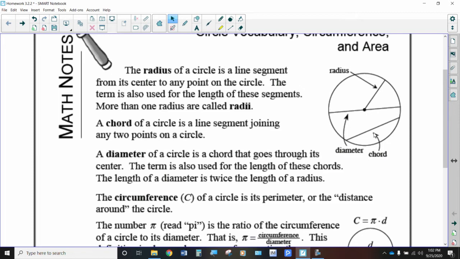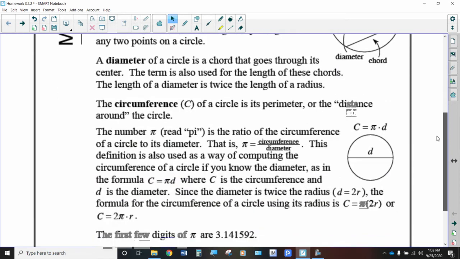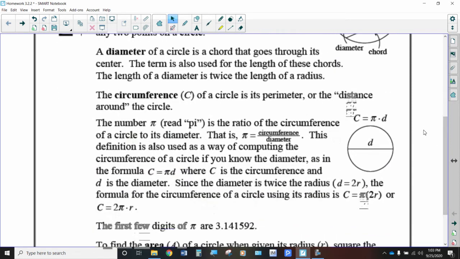So the diameter is a chord that passes through the center point. It's also made up of two radii. So the radius is half of a diameter, and the diameter is equivalent to 2 radii. With that being the case, we start looking at some different formulas.